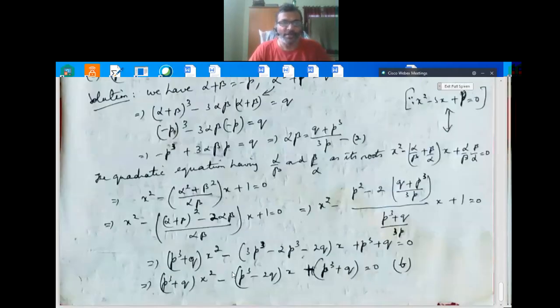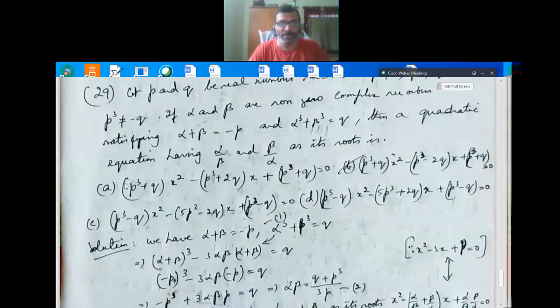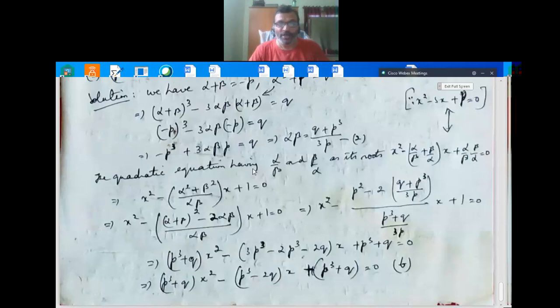Now the quadratic equation, according to the question, find the quadratic equation having alpha by beta and beta by alpha as its roots. The formula is x squared minus sum of the roots into x plus product of the roots equals 0. So x squared minus alpha by beta plus beta by alpha into x plus product, alpha by beta into beta by alpha, equals 0. Take LCM here. x squared minus alpha squared plus beta squared over alpha beta into x plus 1 equals 0.